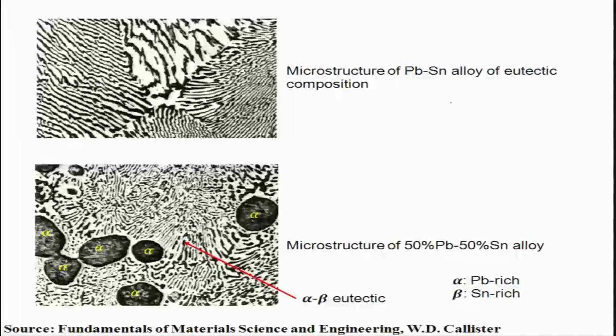So again, this is the zoomed up image of the microstructure of eutectic composition. The eutectic shows the parallel lamellas of alpha and beta, whereas this is the hypoeutectic alloy, 50% tin, 50% lead. So you can see that alpha phase, which is the lead rich phase, is the pro-eutectic phase, and then you have a mixture of alpha and beta as eutectic.